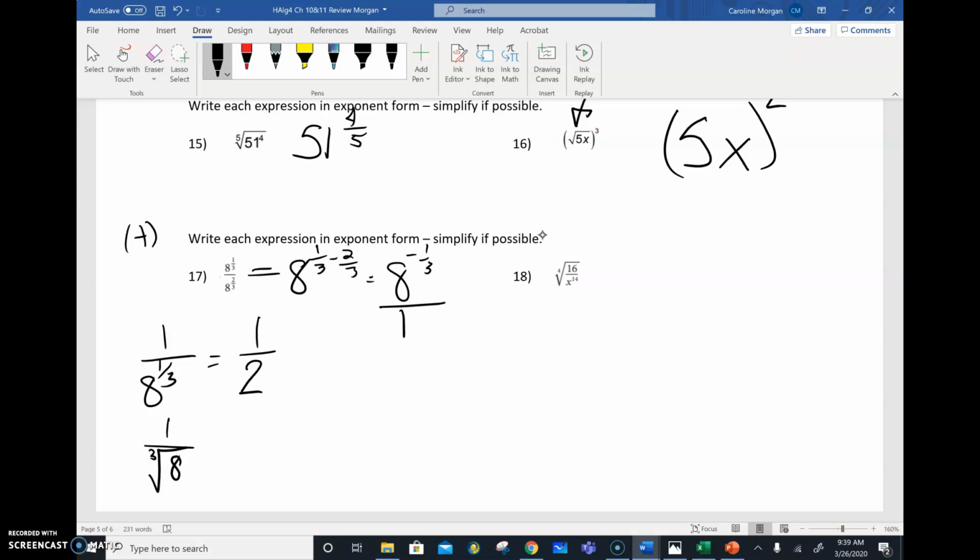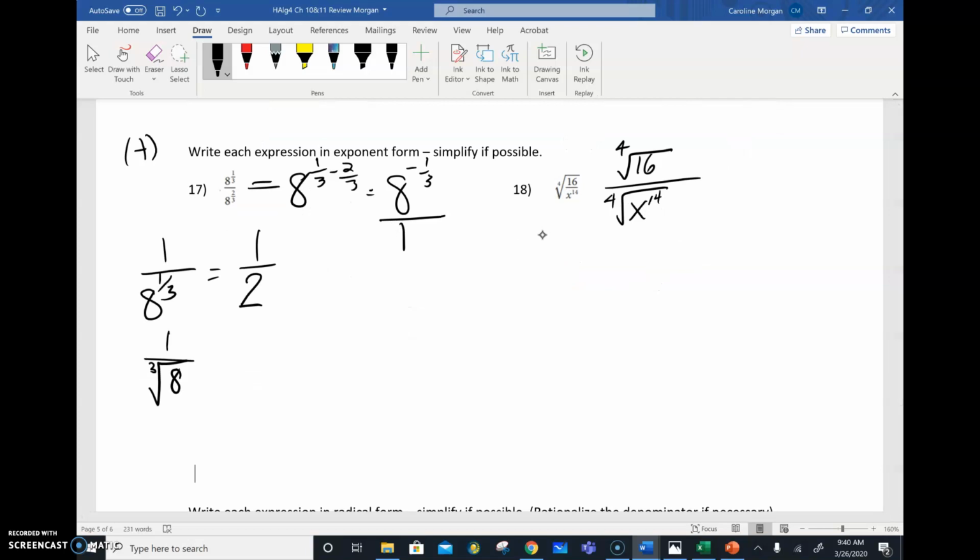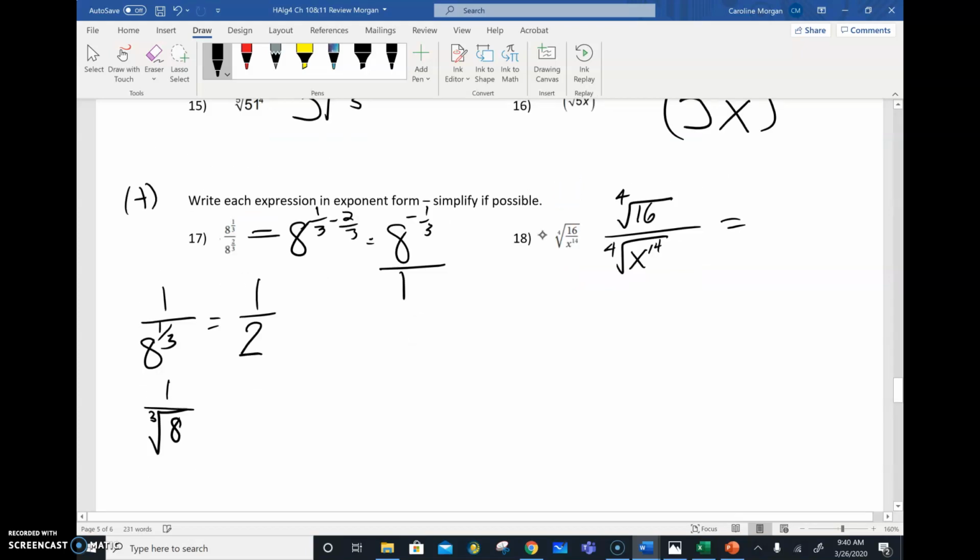Okay? All right, 18. Let's look at 18. Now, if I have this quotient underneath the radical, I can rewrite it as the 4th root of 16 over the 4th root of x to the 14th, right? Well, the 4th root of 16 is straightforward, fortunately. It's 2, right? 2 times 2 is 4, times 2 is 8, times 2 is 16. The denominator, I've got to do a little bit more work. So I'm going to look for all the perfect x to the 4s underneath here.